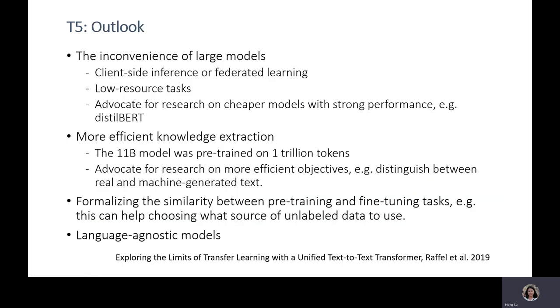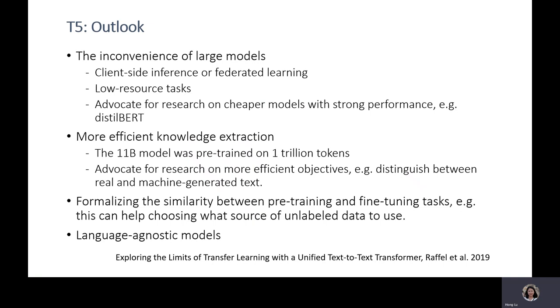And at last, the authors pointed out the limitations of the current models and suggested directions for future research. So first, they acknowledged that the current models are too large to be useful for client-side inference or federated learning on edge devices, as well as low-resource tasks. So they advocated for research on small models with strong performance, like ALBERT. And although the T5 model performance is very competitive, it's very, very expensive to train.